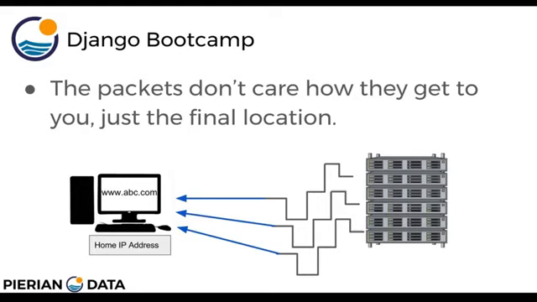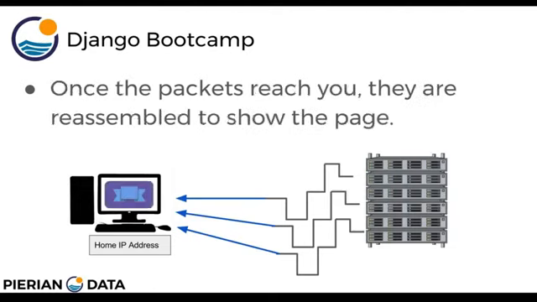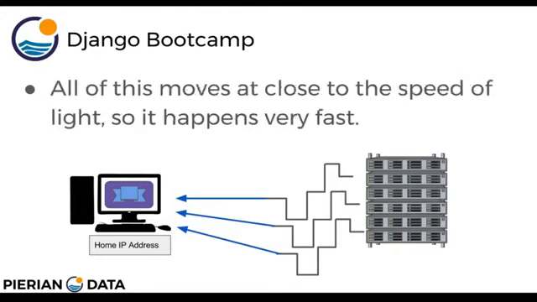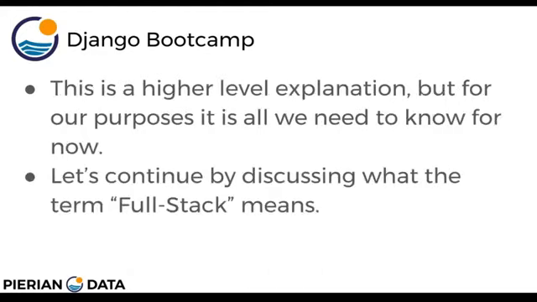And the packets don't actually care how they get to you, just the final location. So all these packets may take different paths to actually get to your computer, or back to your cell phone, or whatever browser you're using. What they really care about is the fastest way to get back to your destination at your home IP address. And then once the packets reach you, they're reassembled to show whatever page you were looking for. All of this moves at close to the speed of light, so it happens very fast. Okay, that was a really high-level explanation, but for our purposes, it's really all we need to know for now.